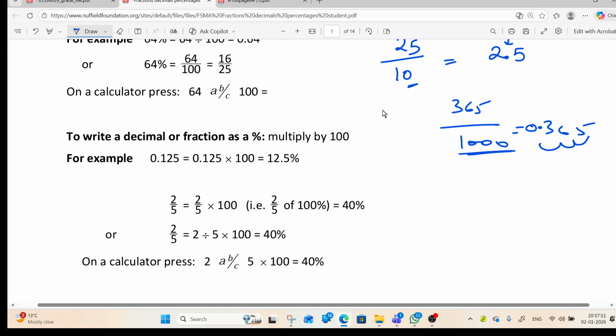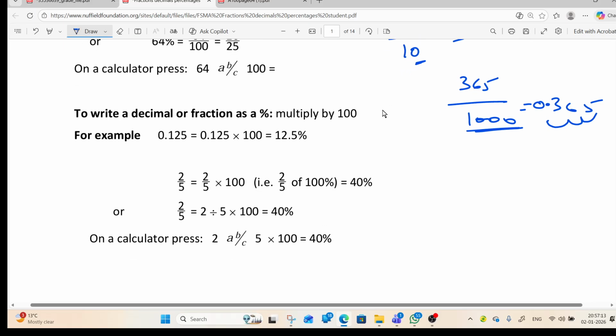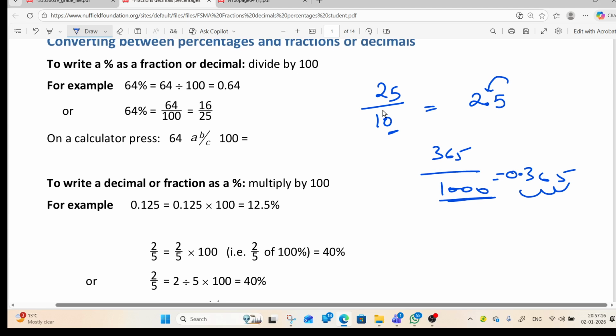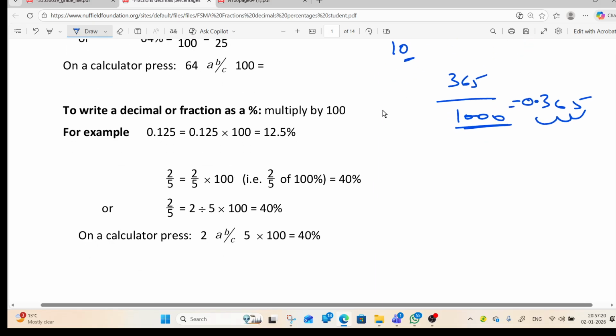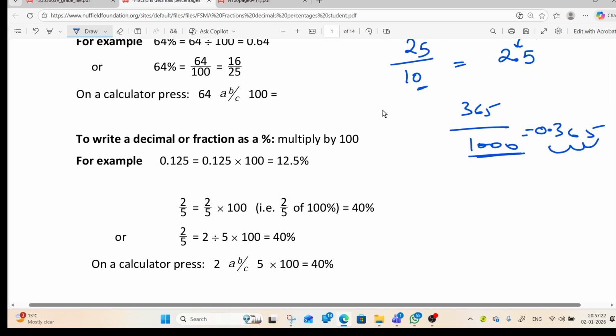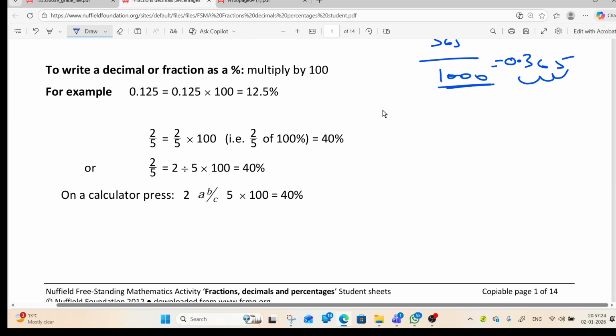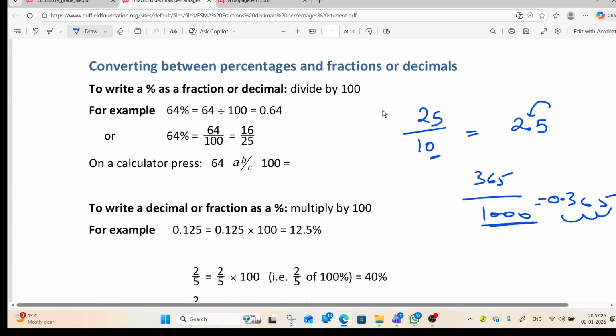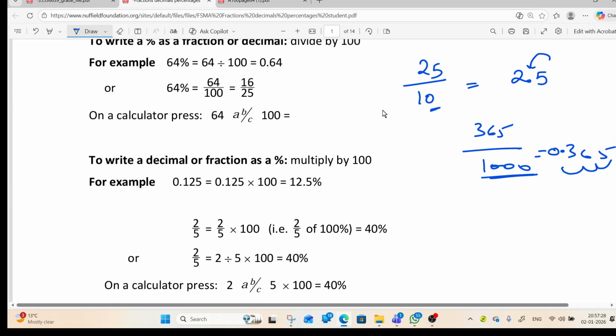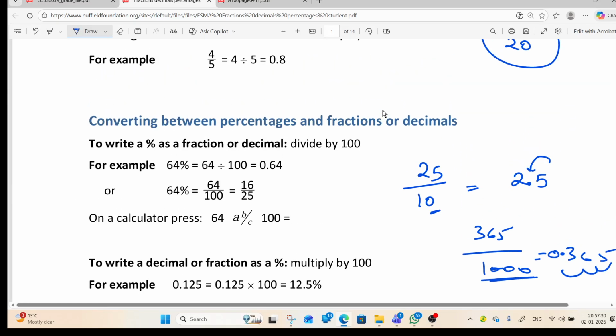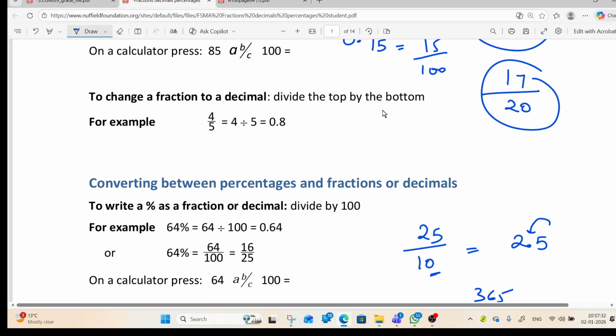But if in the denominator we don't have numbers with zeros like 10, 100, 1000, 10,000, in that case, how do we convert that into decimals? Let's say we have 4 fifths. Let's take this example, 4 over 5. So we need to divide the top by the bottom. We need to divide the numerator by the denominator.